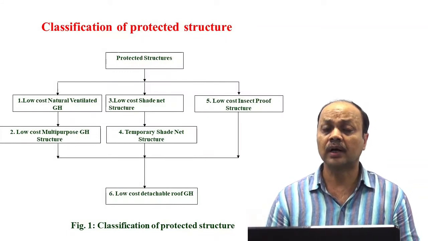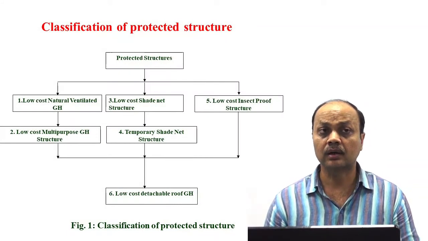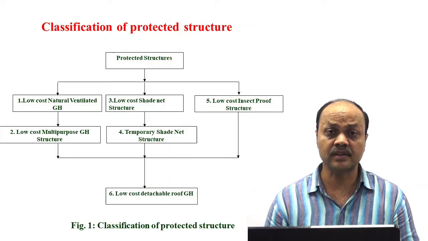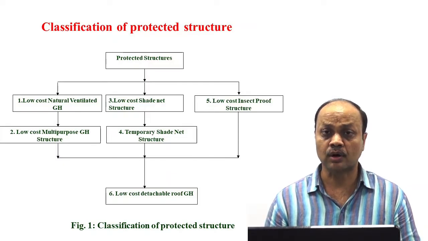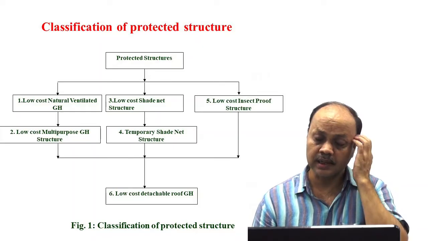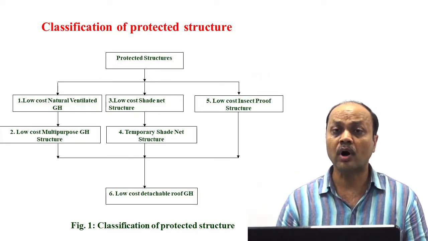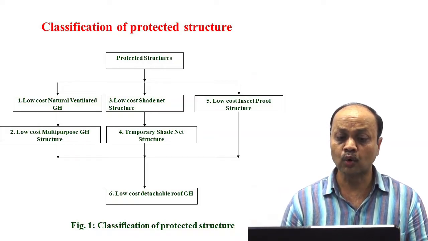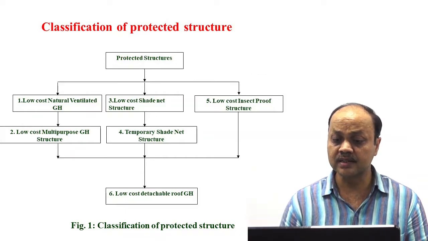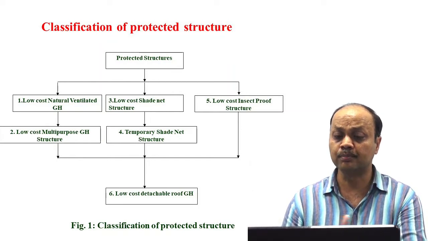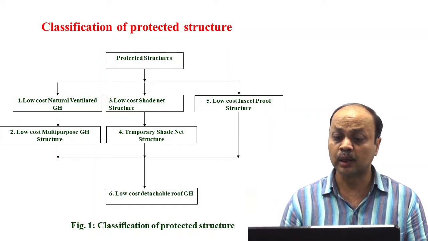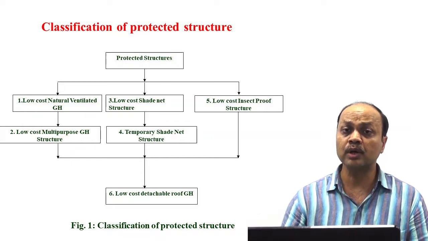I just want to inform you that we have been working for the last 14 years on different types of protected plasticulture technology. I have already discussed that the All India Coordinated Research Project on Plasticulture Engineering and Technology is running in the Department of Agricultural Engineering. There we have worked on different types of low cost protected structures. If you see the classification, number 1 is the low cost naturally ventilated greenhouse. Second is the low cost multi-purpose greenhouse. Then there are the low cost shade net structure, low cost insect proof structure, temporary shade net structure and low cost detachable structure. One by one we will discuss them.